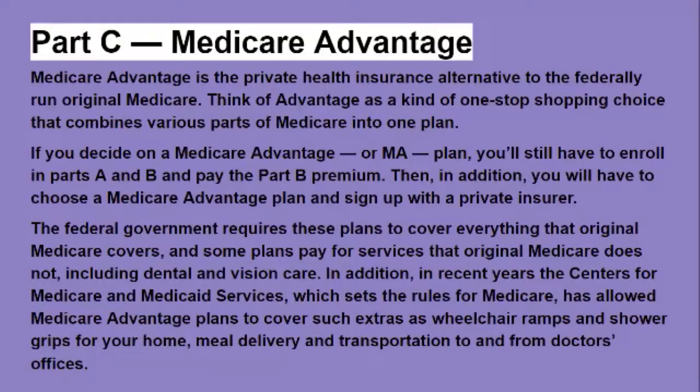Medicare Advantage is the private health insurance alternative to the federally run original Medicare. Think of Advantage as a kind of one-stop shopping choice that combines various parts of Medicare into one plan. If you decide on a Medicare Advantage or MA plan, you'll still have to enroll in Parts A and B and pay the B premium. Then in addition, you will have to choose a Medicare Advantage plan and sign up with your private insurer.